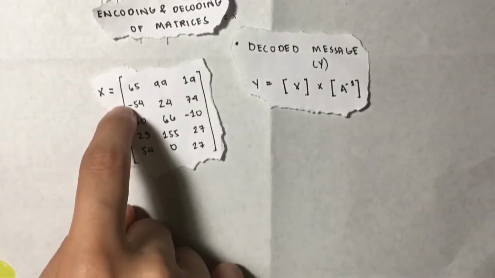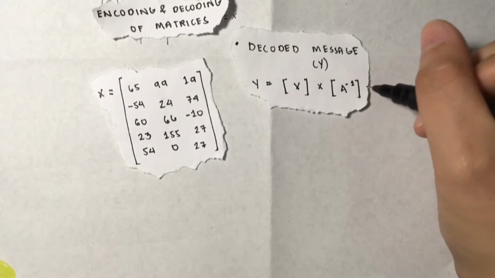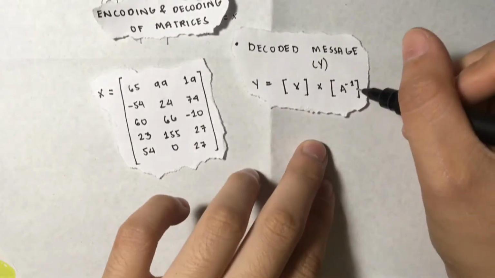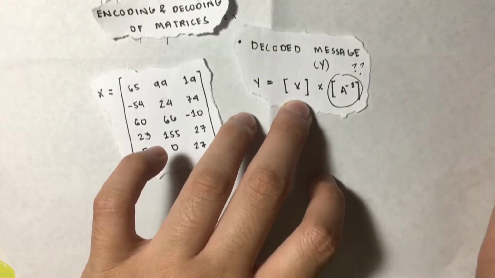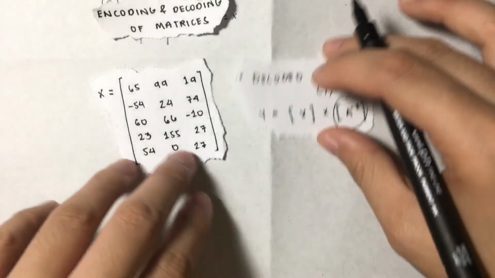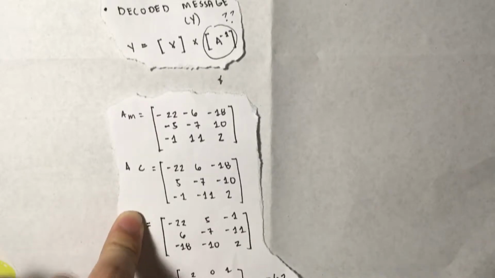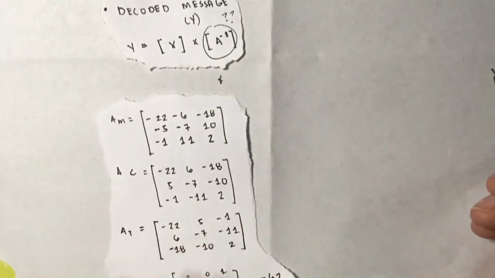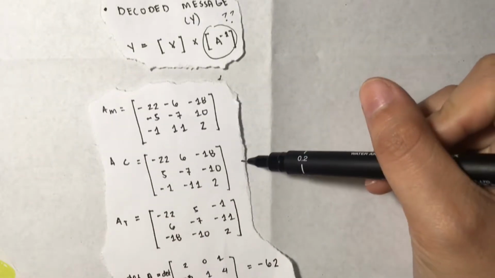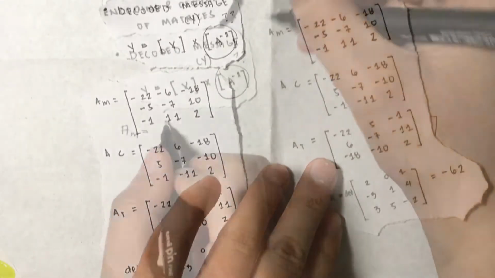So y is equal to x, which is the encoded message, multiplied by the inverse of the encoding matrix. Now we don't have the value of the inverse of the encoding matrix, so we'll first be finding it. To start off, we'll get the minor of the encoding matrix, then the cofactor, then the transpose, and lastly the determinant of the encoding matrix.